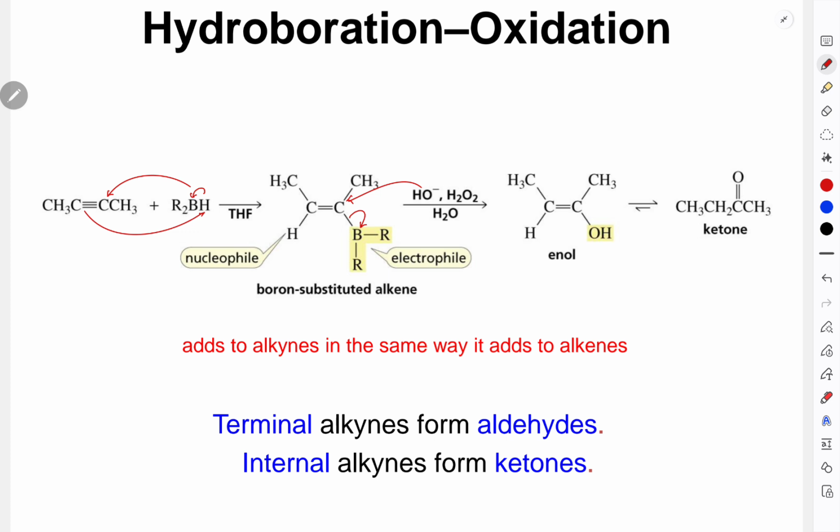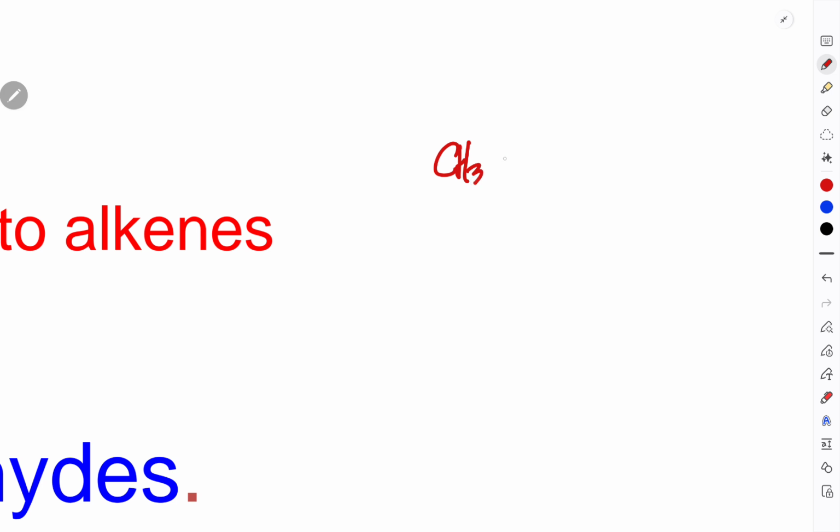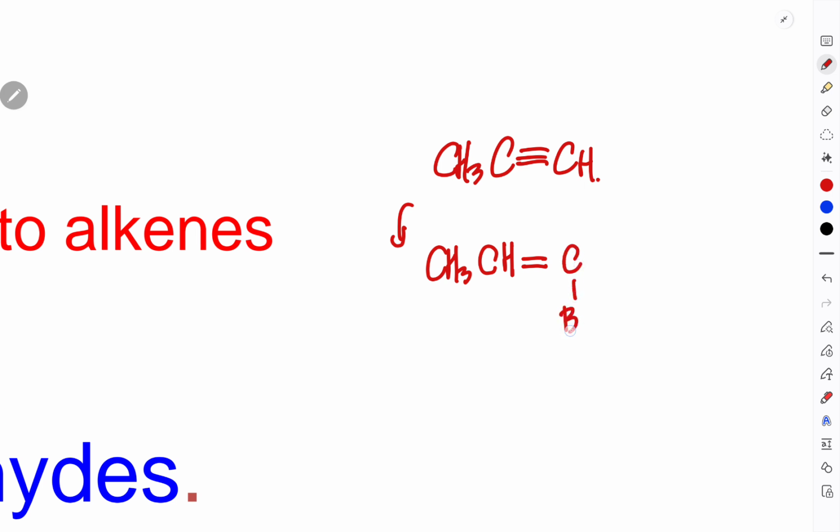You can take an example here. If you're running the hydroboration and oxidation using this terminal alkyne, then the first step, the hydroboration, will give you this boron-added product. And oxidation will simply replace this boron group with alcohol to give you this enol product, and tautomerization will give you this aldehyde as a product. But in terms of the internal alkyne, you have an R group here instead, and that's why you're getting the ketone.